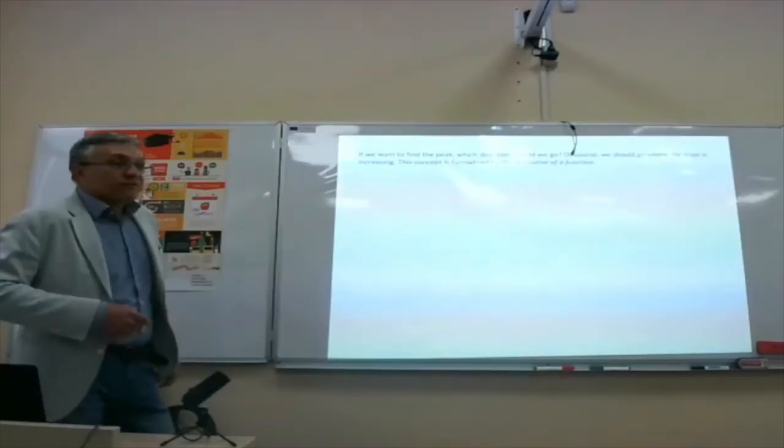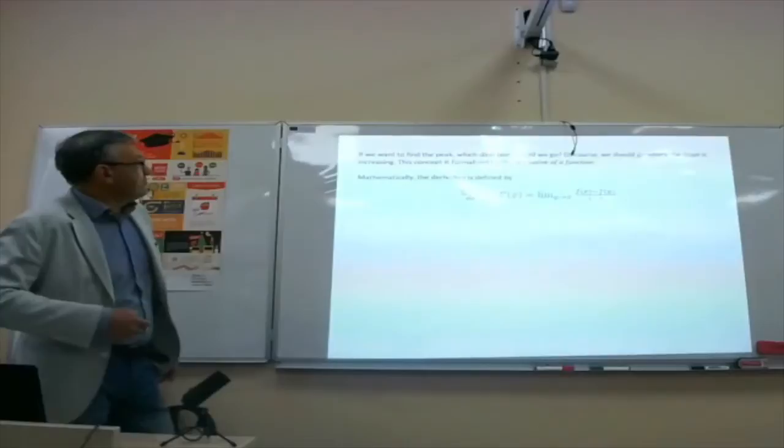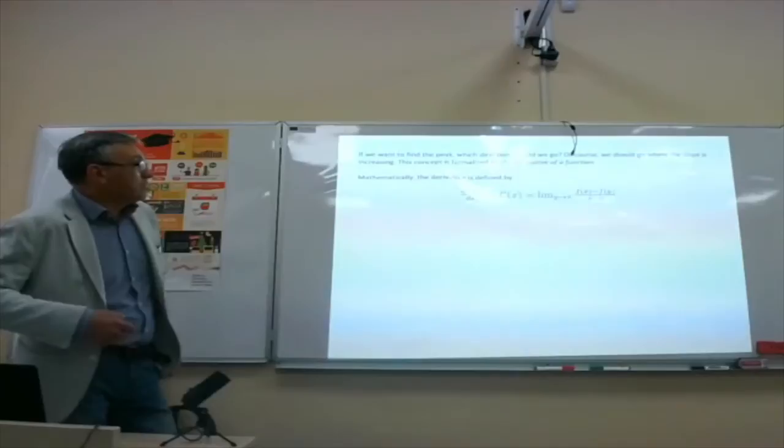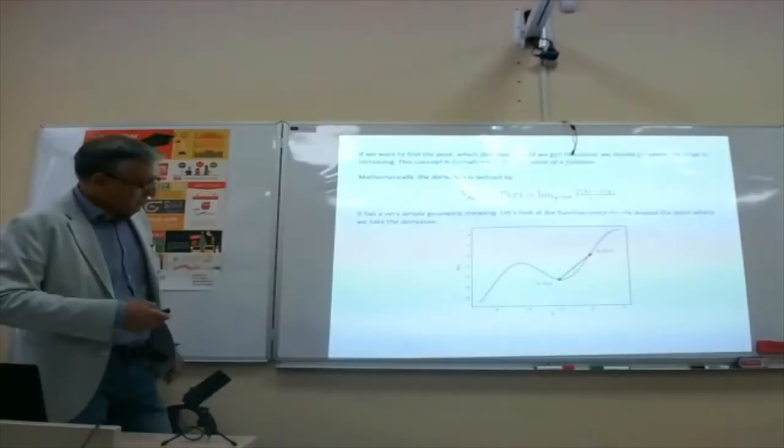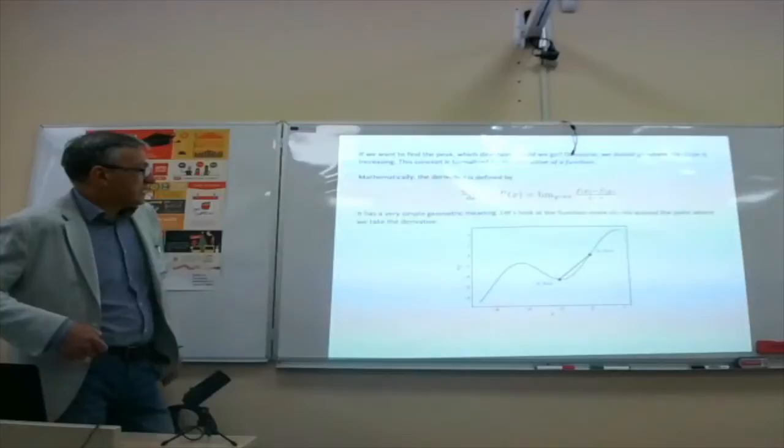Mathematically, the derivative is defined by this expression. This is a limit of a ratio of the increment of the function to the increment of the argument of the function. And it has a simple geometric explanation. We consider a function at the point x and the value of the function at this point, and the point y and its value of the function.